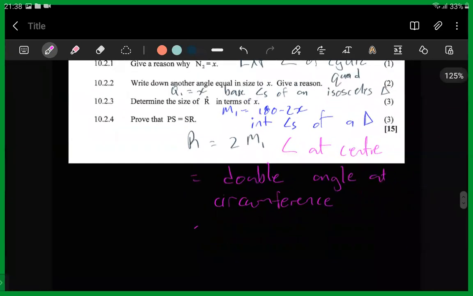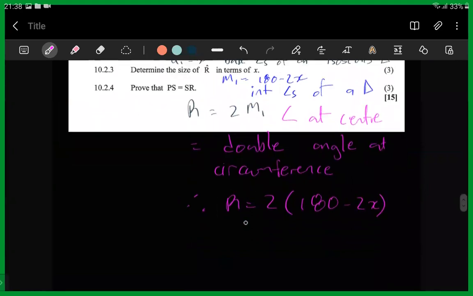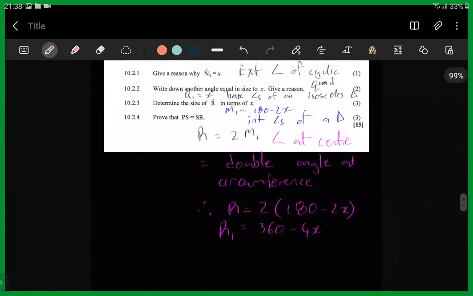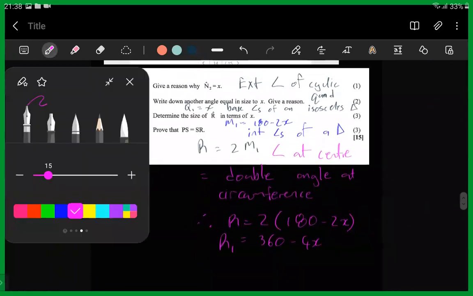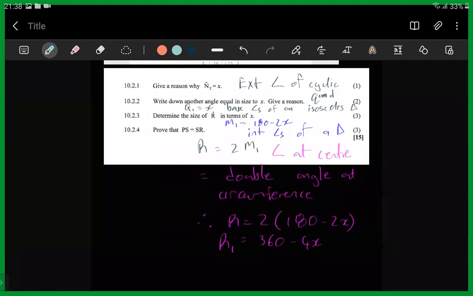So here you can now conclude and say, therefore, R is 2 times 180 minus 2x. You see, the brackets are important so that you can multiply inside and get 360 minus 4x. That's your value of R in terms of x. They'll give you 3 marks.